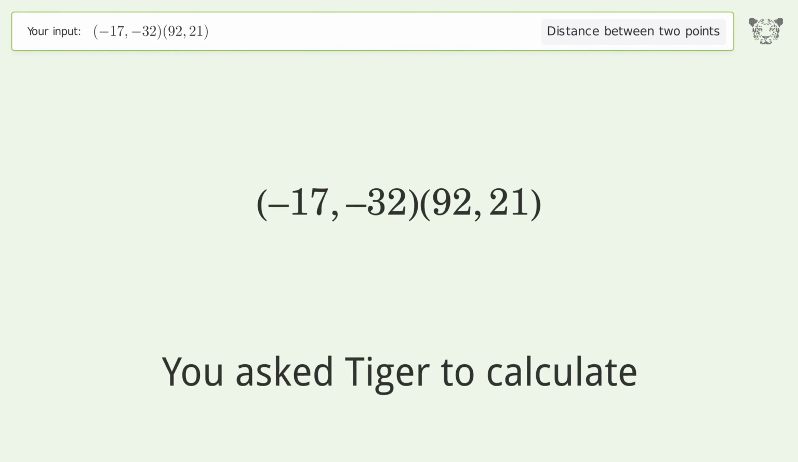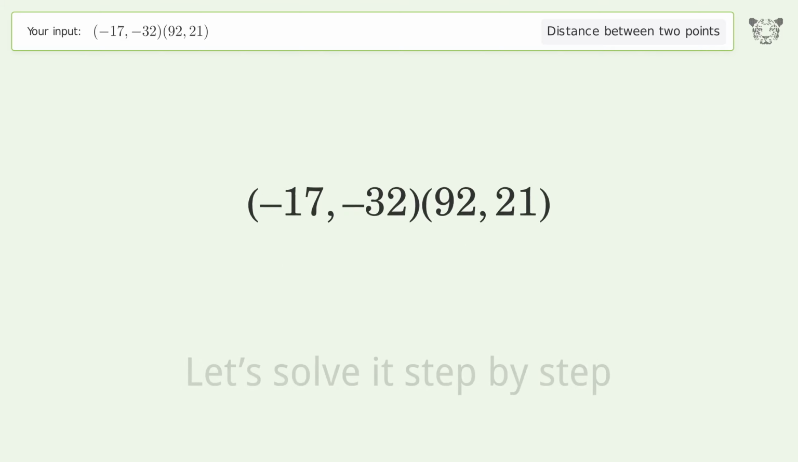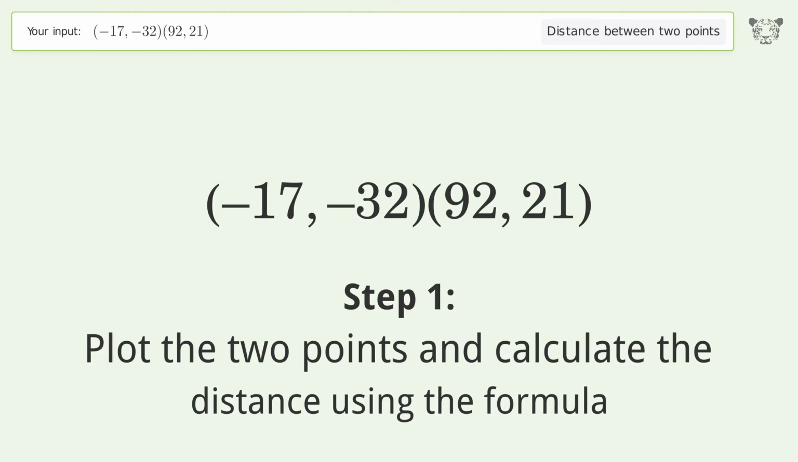You ask Tiger to calculate. This deals with the distance between 2 points. The distance between the 2 points is the square root of 14,690, or 121.202. Let's solve it step by step. Plot the 2 points and calculate the distance using the formula.